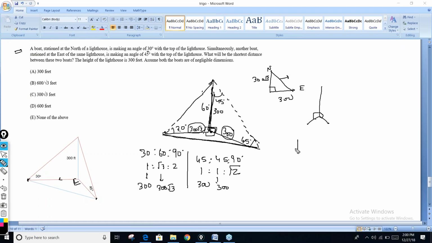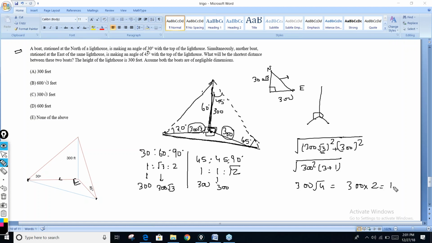So I'm going to use Pythagoras directly. The answer will be 300 root 3 whole square plus 300 square. Can I take 300 square common? So I'll get 3 plus 1 inside. So that is 4 and the answer comes out to be 600. So do not open it, take 300 square out and that calculation will become easier. So what is the distance between these two boats? These two boats will be 600.